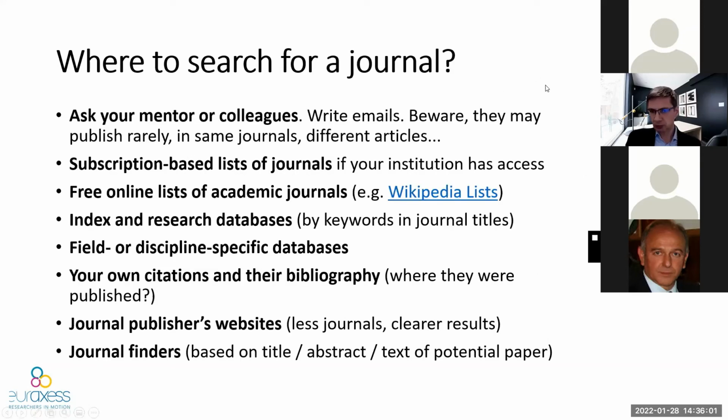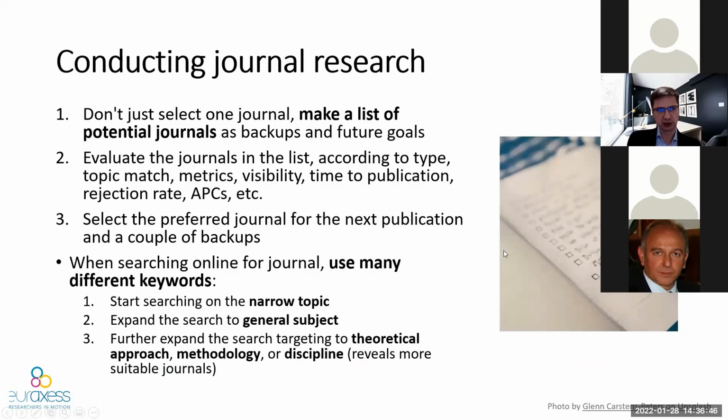So, how and where to search for a journal? We will have following slides with details, but quickly, firstly, you can ask your mentor or colleagues because they have a lot of experience. You can search in some subscription-based list of journals or free lists of academic journals. Also, Professor Tenovic mentioned index and research databases. You also have some specific field databases. An interesting idea is to look at your own bibliography and your papers: where the authors that you cited published their work. It can be a good idea. Also the journal publisher website, and especially I recommend journal finders. You will see what a journal finder is.